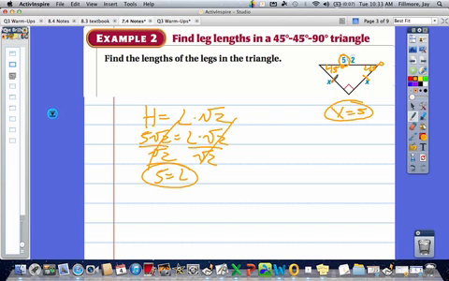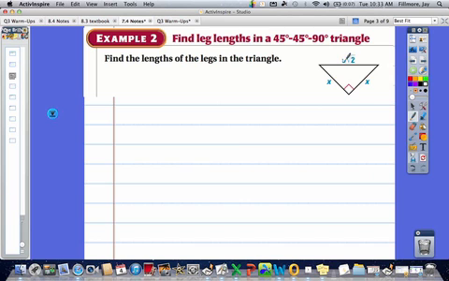But the question is, what if this isn't something root 2? What if this is just something like, I don't know, 12? Let's try that. So the hypotenuse equals the leg times the square root of 2. Our hypotenuse is 12. We can divide both sides by root 2.